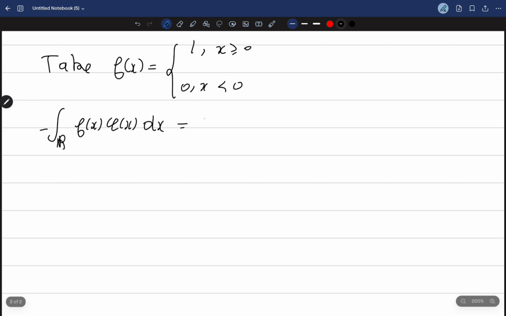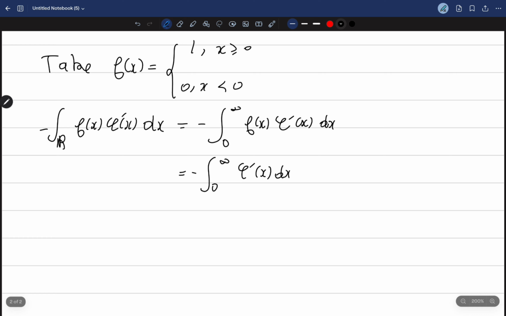So here it's a phi prime. We have f equal to 1 if x is positive, but equal to 0 if x is negative. So all of the negative values will be gone. So that would be the integral from 0 to infinity of f of x times phi prime of x dx. But f of x now is just 1, so that would be just the integral from 0 to infinity of phi prime of x.